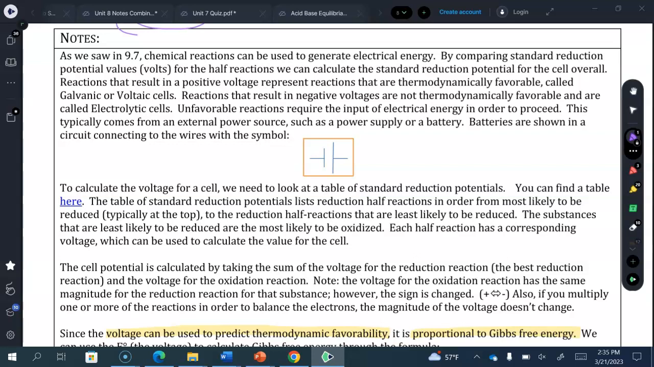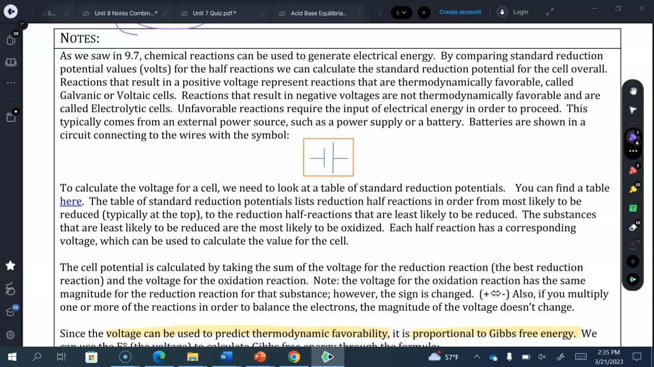So, as we saw in 9.7, chemical reactions can be used to generate electrical energy. By comparing standard reduction potential values in volts for the half reactions, we can calculate the standard reduction potential for the cell overall. Reactions that result in a positive voltage represent reactions that are thermodynamically favorable. These are called galvanic or voltaic cells. Reactions that result in negative voltage are not thermodynamically favorable and are called electrolytic cells.